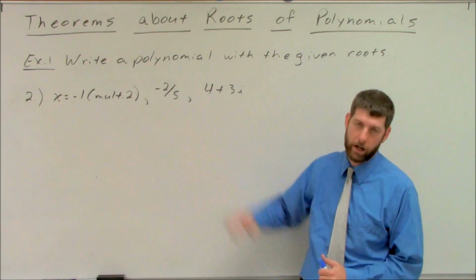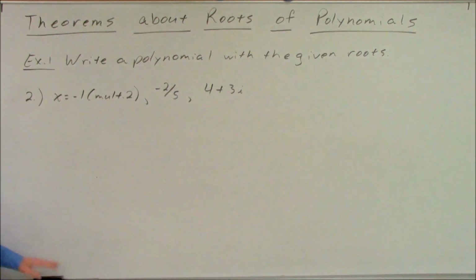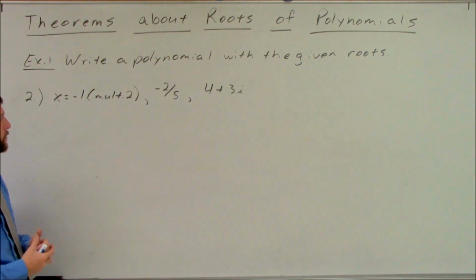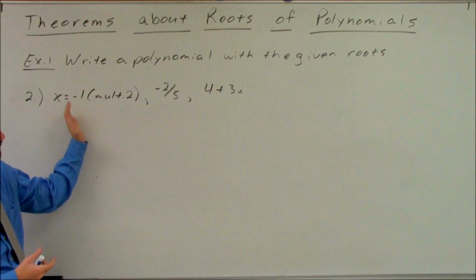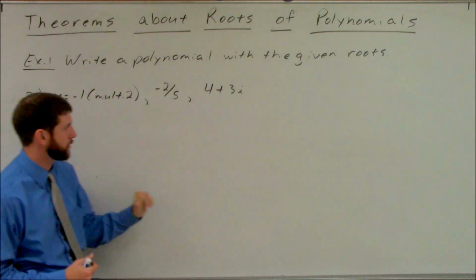Okay, hopefully you've had an opportunity to work that and get a solution. Let's check your work and see how you did. First thing, let's look for implied roots. So we have the -1, that's rational and real, we're good there. -2/5, rational and real, we're good there.